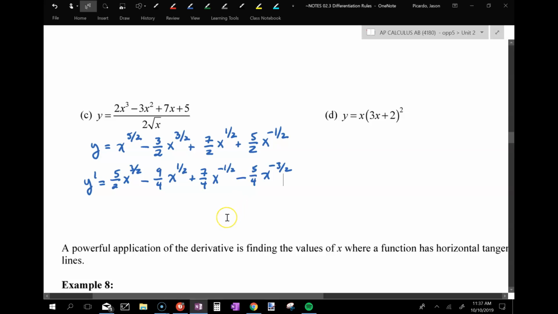All right. Again, is this how we're going to see it written? No, we're going to wind up seeing this. 5 and then the square root of x cubed over 2, minus 9 radical x over 4, plus 7 over 4 radical x, minus 5 over 4 square root of x cubed. All right, that's the way you're going to see your answer written.